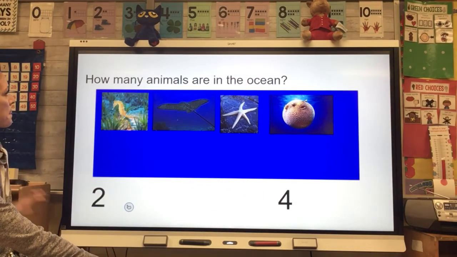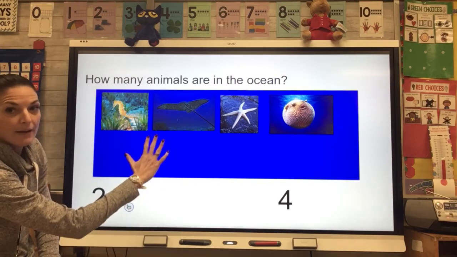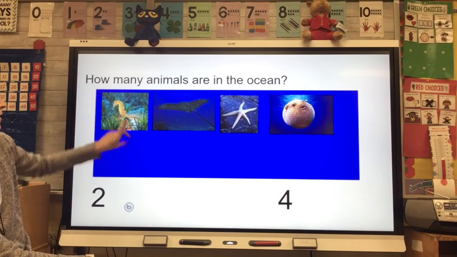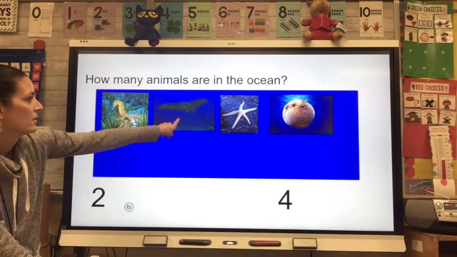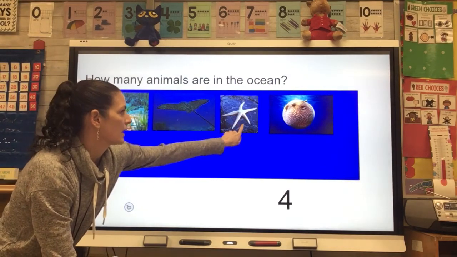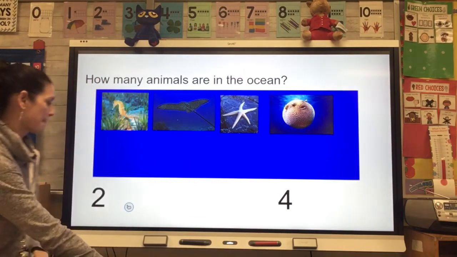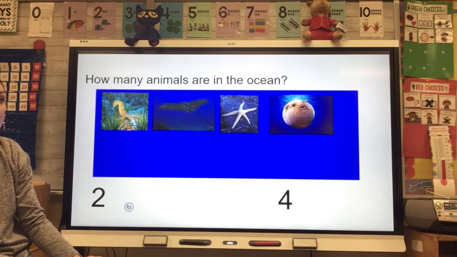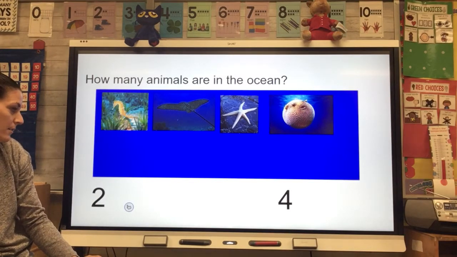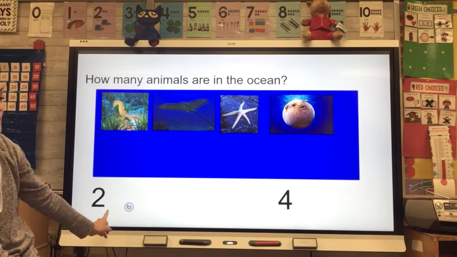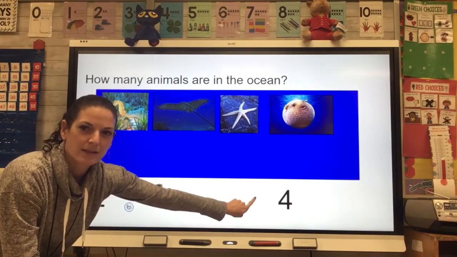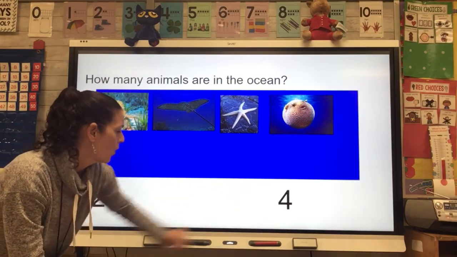Let's try another one. We had 5, and they took 1 away. How many are in the ocean? 1, 2, 3, 4. Okay, look at your number choices. Which one is the number 4? We said last time this was the number 2. So this must be 4. Remember, it is written a little fancy. We don't always write it that way. Ours is normally open on the top.